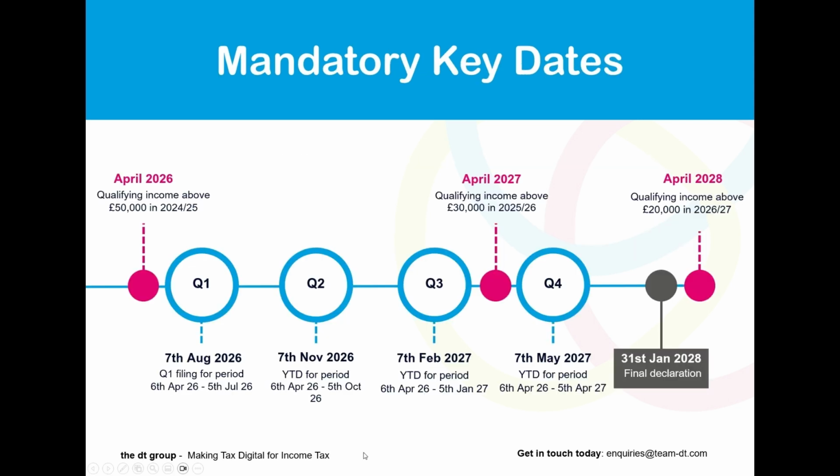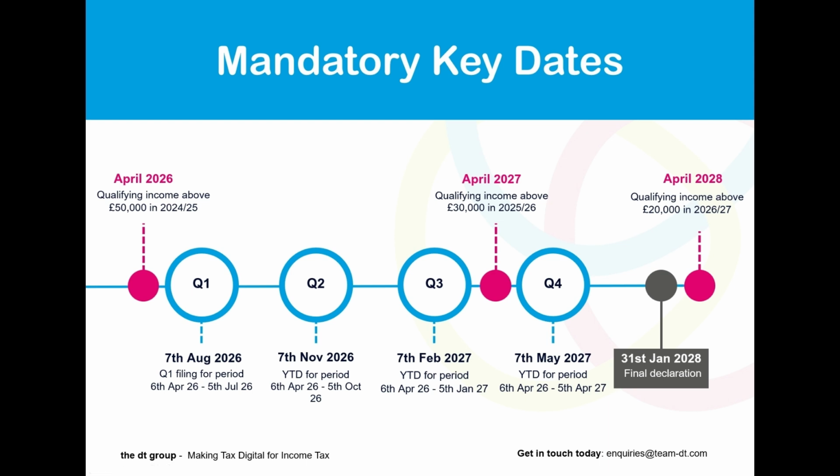Key dates to remember. Your qualifying income is based on your 24-25 tax return submitted January 2026. Here's how the threshold works. Over 50,000 qualifying income, you must follow Making Tax Digital from April 2026. Between 30,000 and 50,000, you're compliant from April 2027. And anything over 20,000, you'll become compliant from April 2028.